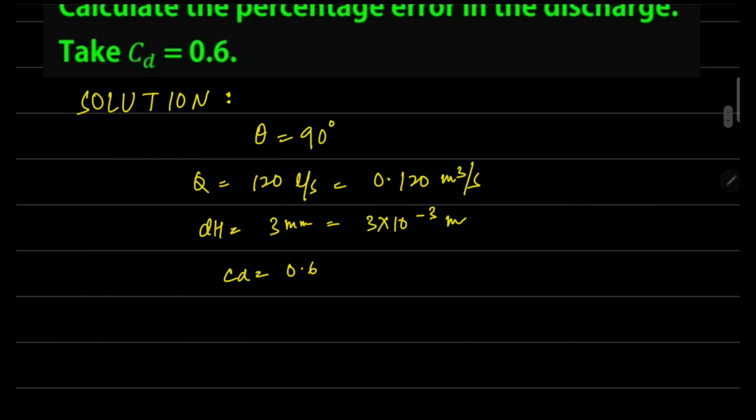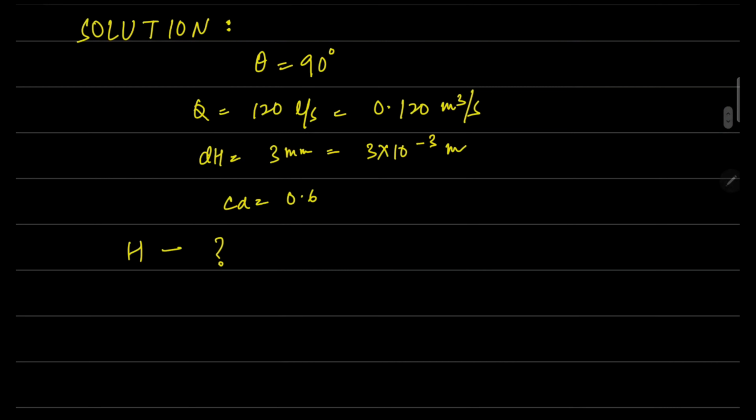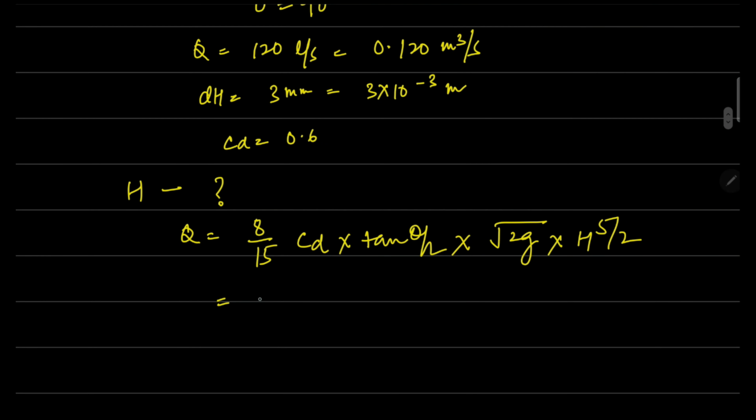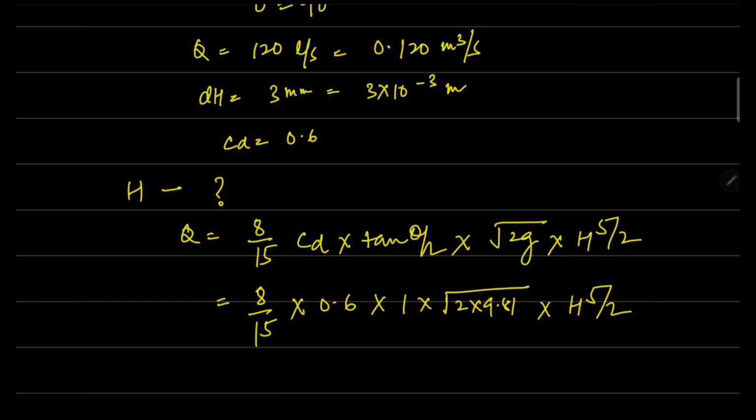So similarly, let's assume that the head over the notch is H, that we have to determine. The formula we use for the triangular notch is 8 by 15 CD multiplied by tan theta by 2 multiplied by under root 2g H raised to the power 5 by 2. So let's put all the values. 8 by 15 multiplied by 0.6 multiplied by tan theta by 2 which will be 1, multiplied by under root 2 times 9.81 multiplied by H raised to the power 5 by 2, and here it is 0.12.